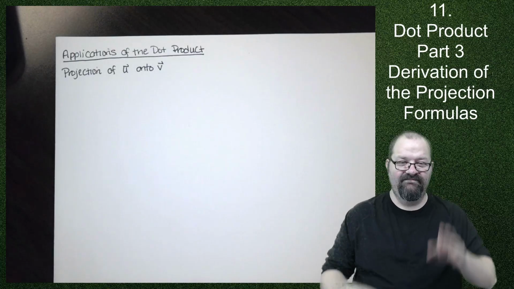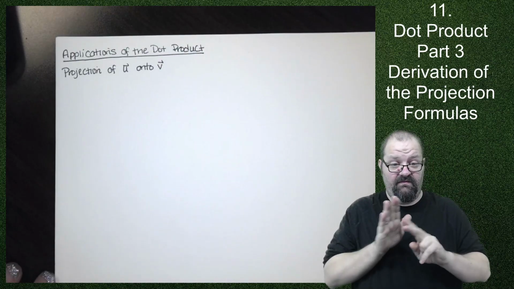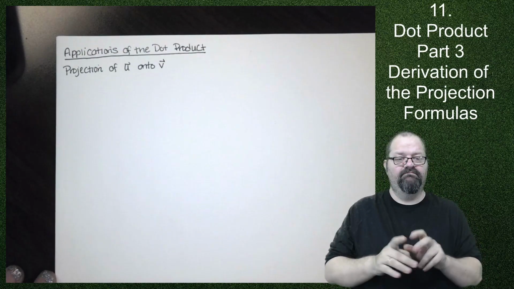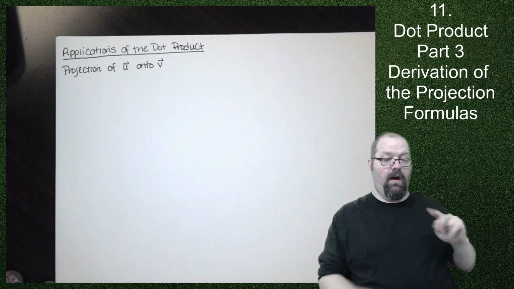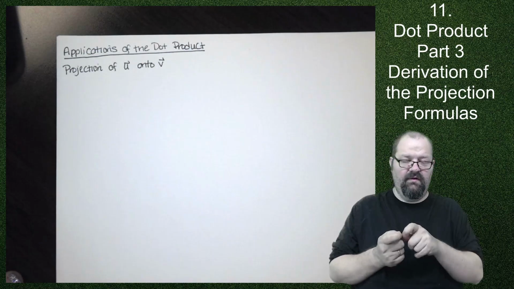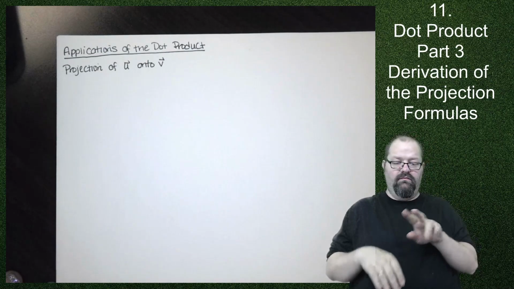Hi guys, welcome back. In this video, we're going to look at applications of the dot product. In particular, we're going to look at something called the projection of one vector, u, onto another vector, v.